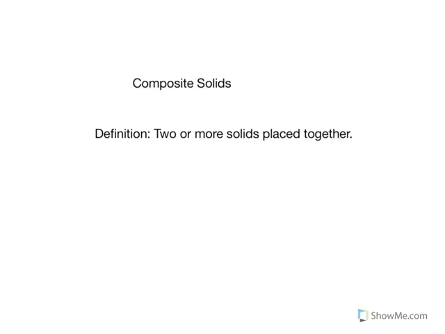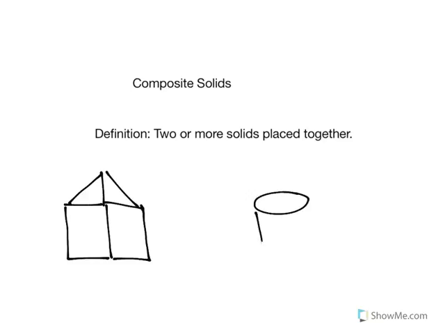Okay, today we're talking about composite solids. A composite solid is a solid that is comprised of two or more solids. So a good example of this would be a cube with a pyramid on top, or a cylinder with a cone.